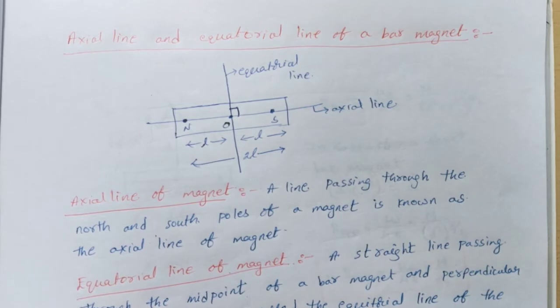Okay students, so we are getting some clarity about the axial line and equatorial line. The axial line passes through both the poles of a bar magnet, and the equatorial line is the line which passes through the center of the bar magnet and is perpendicular to the axial line. These are the things.